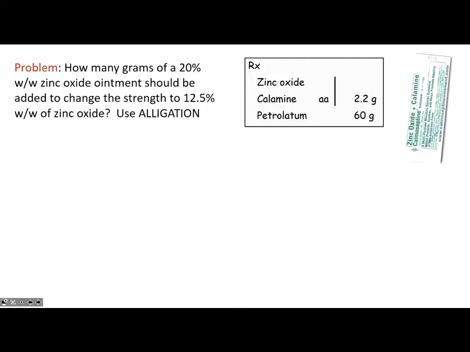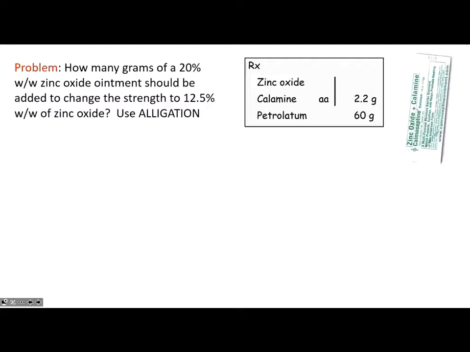If the total weight was going to be 60 grams, what was the Latin abbreviation for that we've seen this semester? QSAD, which means up to a total of 60 grams. That's not on there. So how much petrolatum are we using here? 60 grams. We're going to use 60 grams of petrolatum.